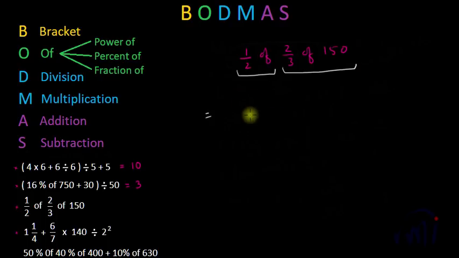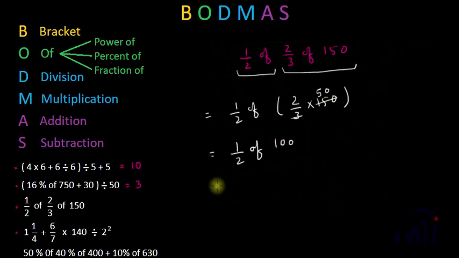So half of 2/3 of 150 can be written as 2 by 3 multiplied by 150. So 3 5s are 15 and 0, and this can be written as half of 2 times 50, which is 100, and half of 100 is 1 by 2 multiplied by 100, which is equal to 50. 2 5s are 10 and 0.